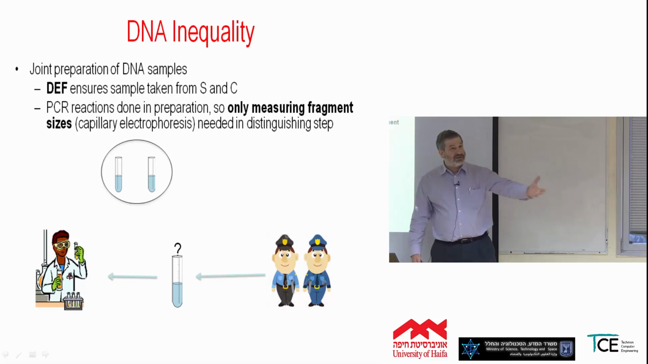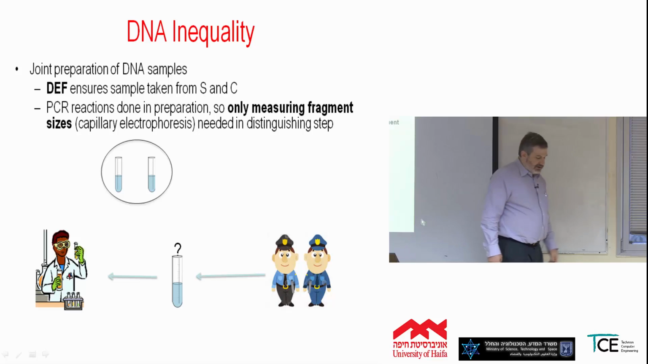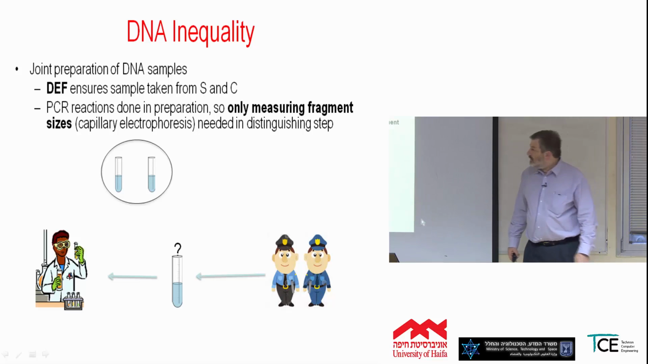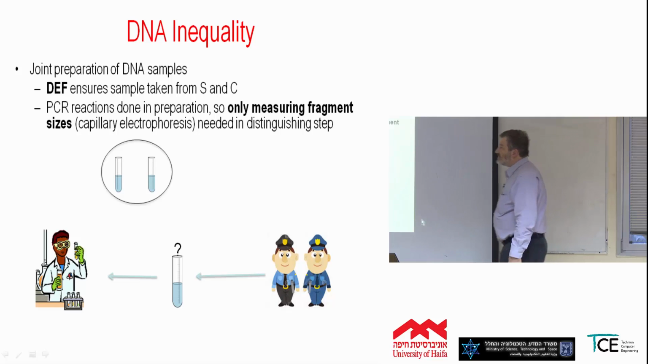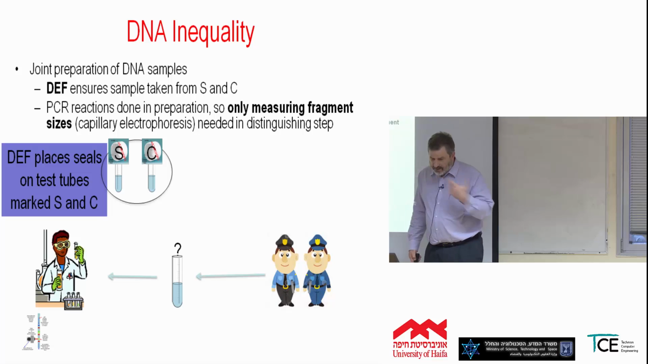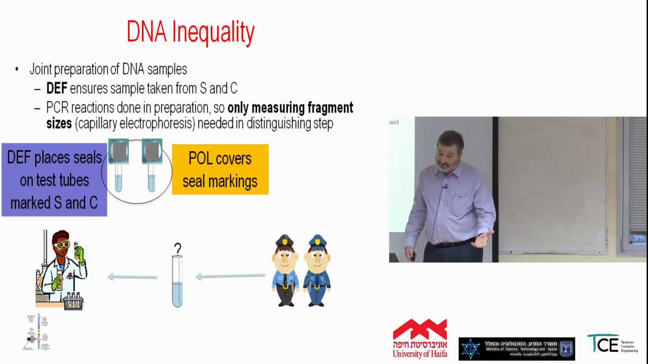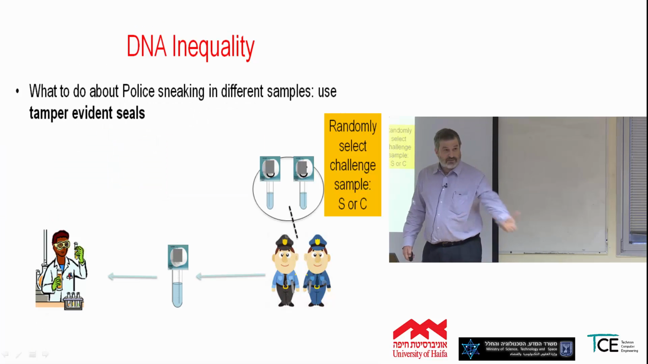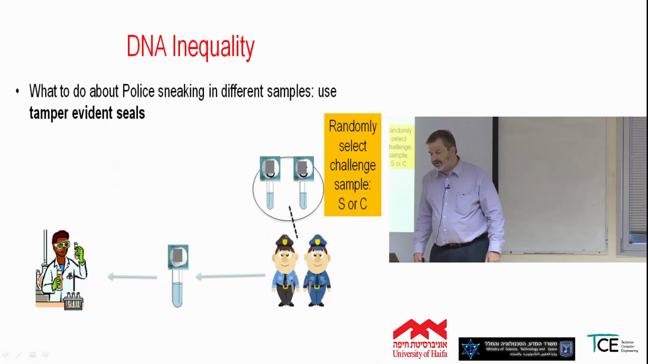That's what it needs. It needs to run the electrophoresis and declare something. It doesn't need to do anything else. So that's an advantage. And so as we said, he places the seals on the test tubes, marked as S and C. The police covers the seal marking so it wouldn't be entirely obvious. Randomly selects one of them, gives it to the user.